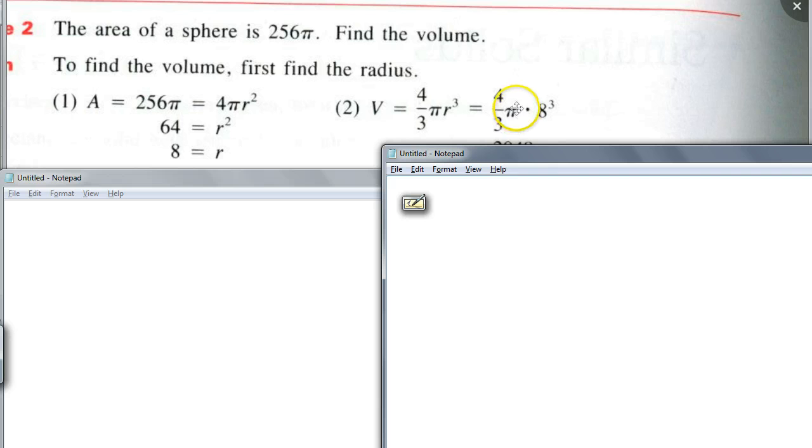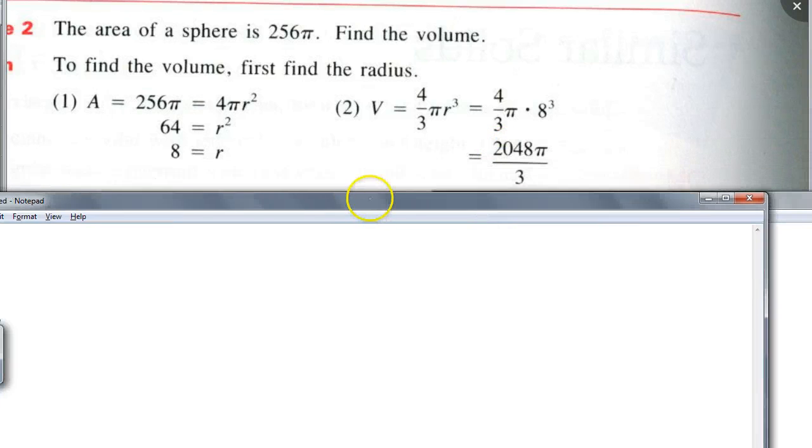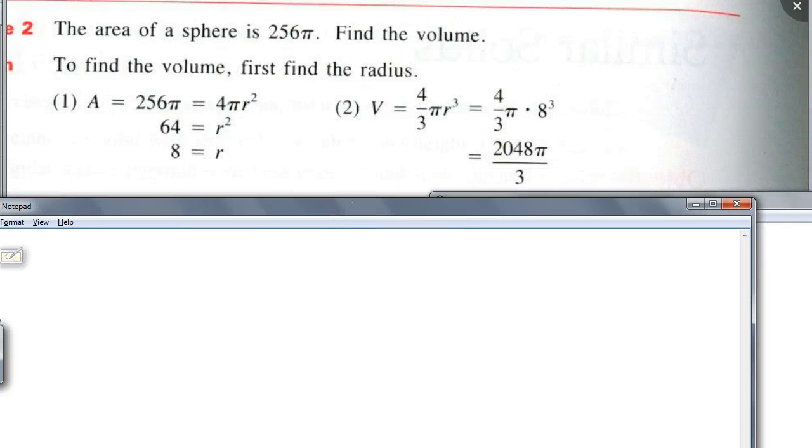This time it should be 8 cubed. Does this mean 8 times 3 or 8 times 8 times 8? 8 times 8 times 8. So when you do that, you get 2,048 pi over 3. Good. All right, let's do one last one real quick.